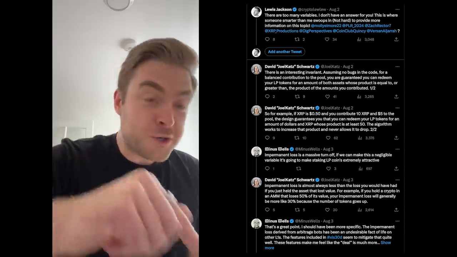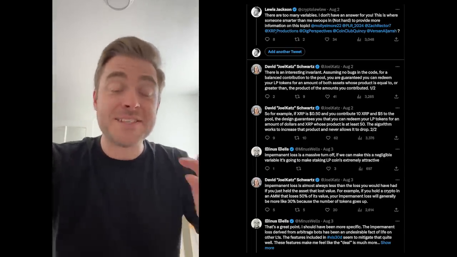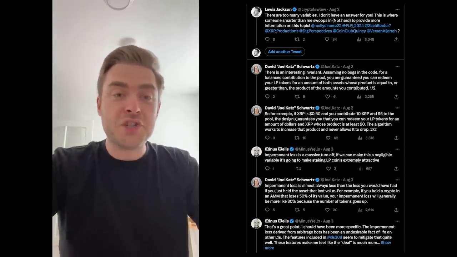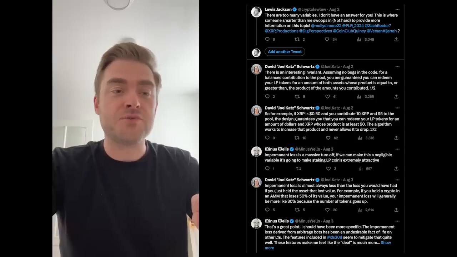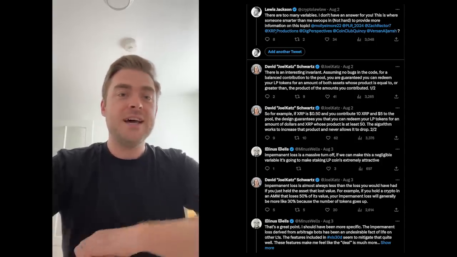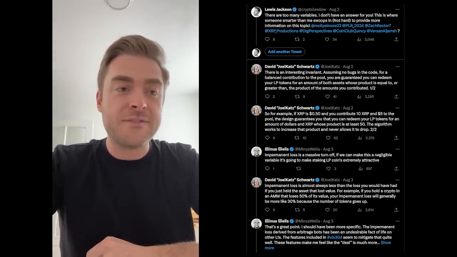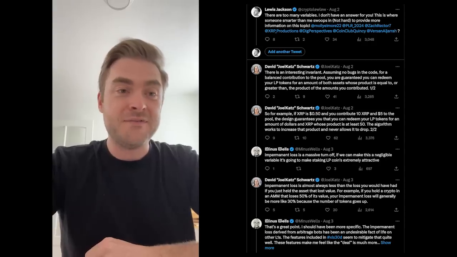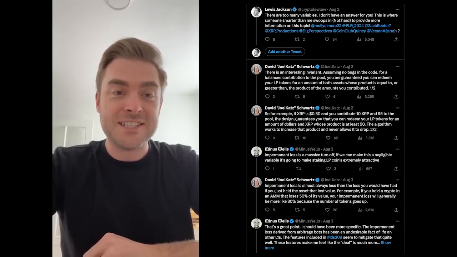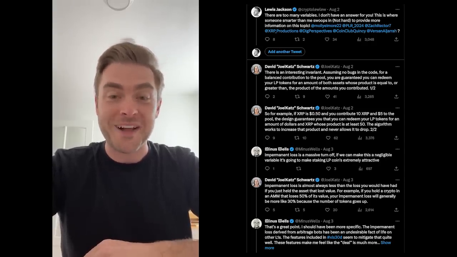And then Minus Wells contributes again with this final point. He said that is a great point. I should have been more specific. The impermanent loss derived from arbitrage bots has been an undesirable fact of life on other layer ones. The features included in XLS 30D seem to mitigate that quite well.